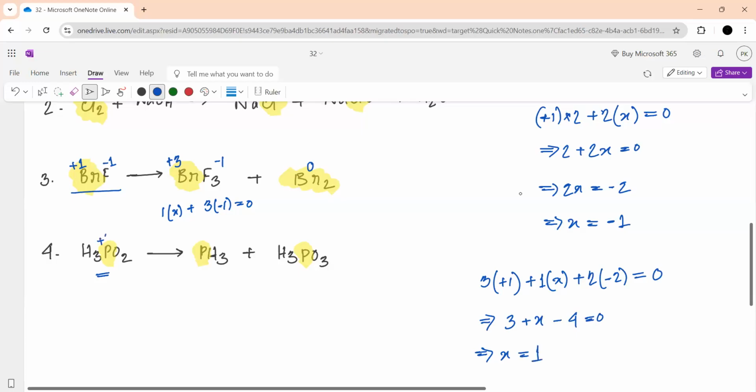It will be positive 1. Here, what will be the oxidation state for phosphorus? -3. Negative 3. Okay. And here it will be 0. No, 0. The answer is +3. No, in the third one, in this one, it is positive 3. Okay.